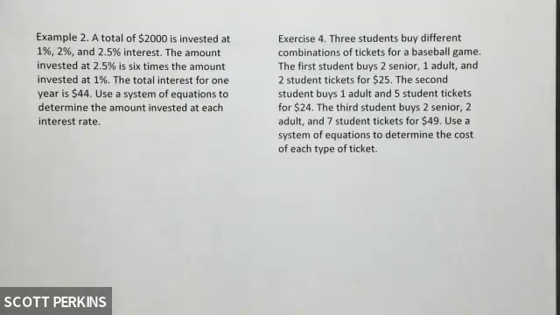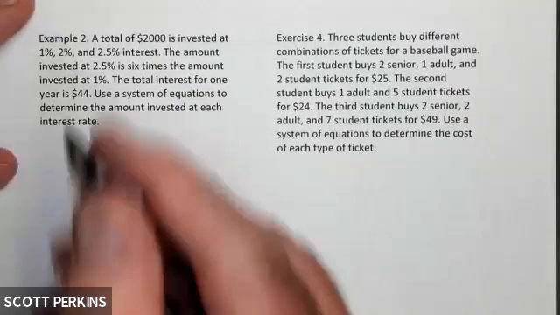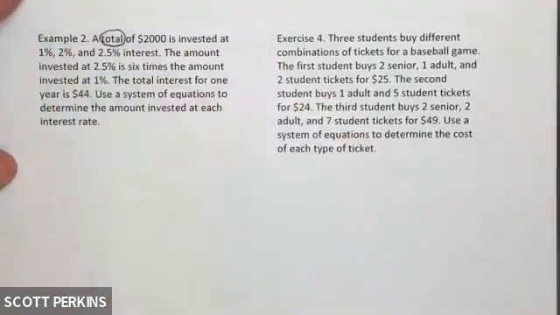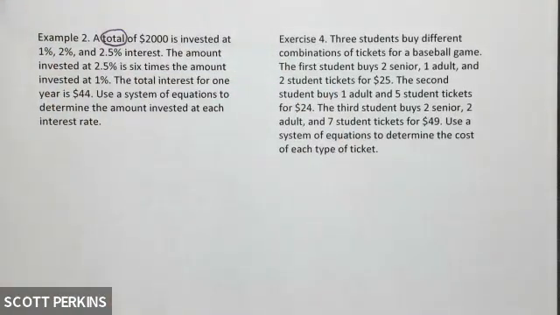So this problem says a total, let me stop, because it's always good to look for keywords when you're solving word problems. What does the word total mean? Yeah, we added up the sum. Perfect. A total of $2,000 is going to be invested at 1%, 2%, 2.5%. So the percentages are small just to keep this problem nice and relaxed. Okay, not because those are good investment options. And then I tell you some relationships about the amount you're investing. The amount invested at 2.5% is 6 times the amount at 1%. The total interest for 1 year is $44. Use the system of equations to determine the amount invested at each rate.